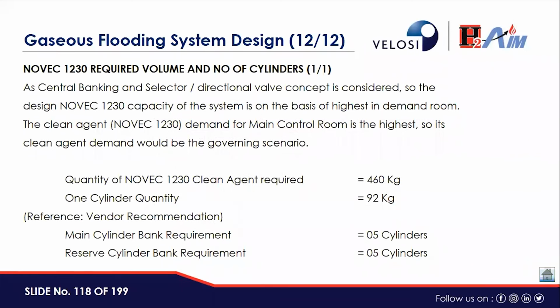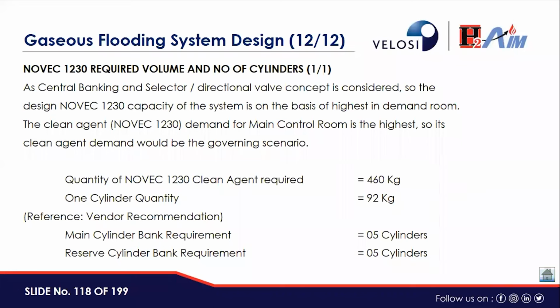As the central banking and selector directional valve concept is considered, the design of the Novec 1230 capacity of the system is on the basis of the highest demand room. The clean agent demand for the MCR is the highest, so its clean agent demand will be the governing scenario in our calculation. The quantity of Novec 1230 clean agent required is 460 kg, which is the requirement for the MCR, and the total capacity of one cylinder is 92 kgs.